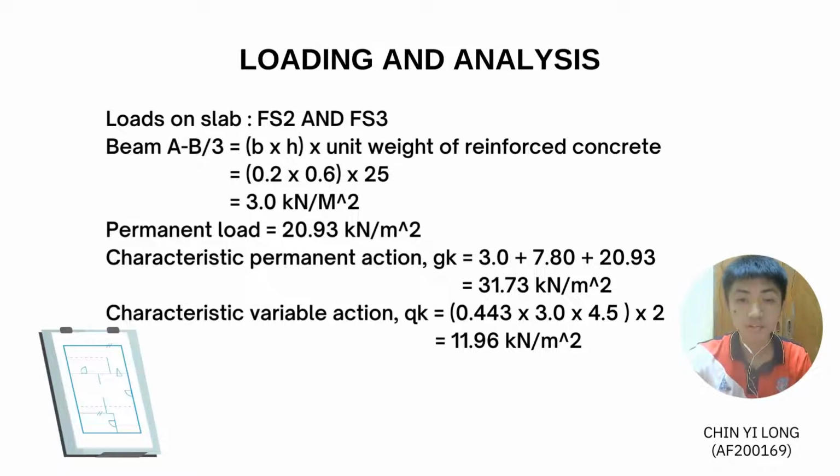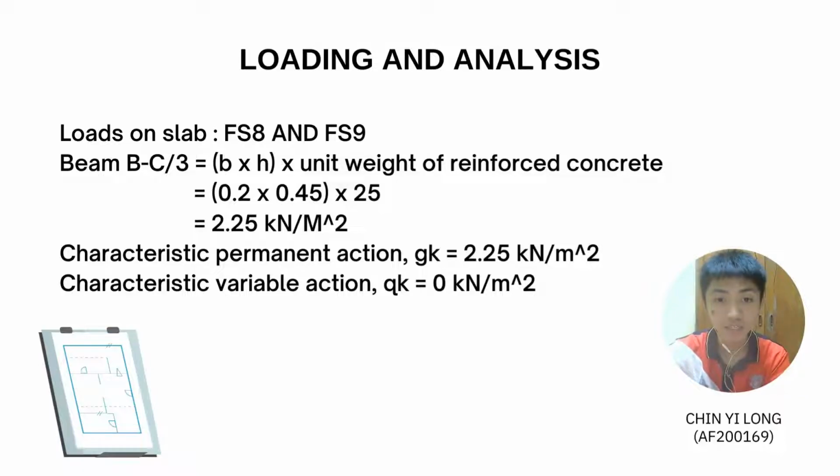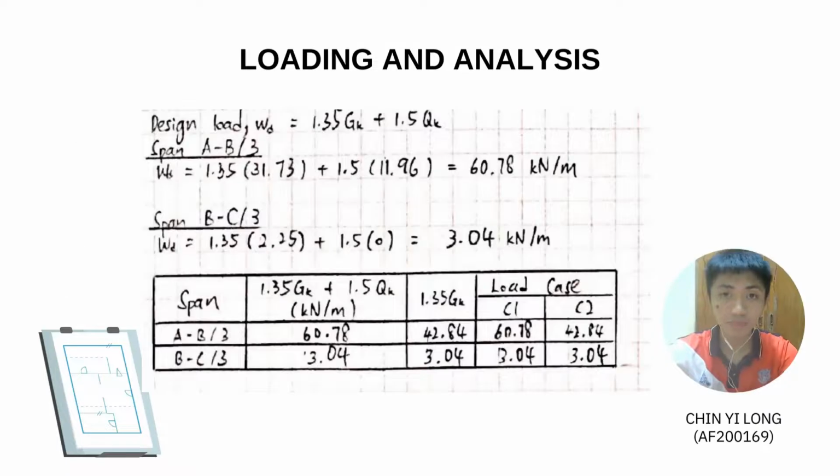For loading and analysis, the characteristic permanent action for beam A to B3 is 31.73 kN per meter and the characteristic variable action is 11.96 kN per meter. For beam B to C, the characteristic permanent action is 2.25 because there is no brick wall and slab on it, and the characteristic variable action is 0 because it is a one-way slab. The design load is 1.35 Gk plus 1.5 Qk. For span AB3, it is 60.78 kN per meter, and for span BC3, it is 3.04 kN per meter.